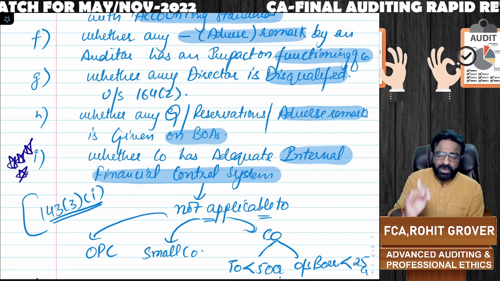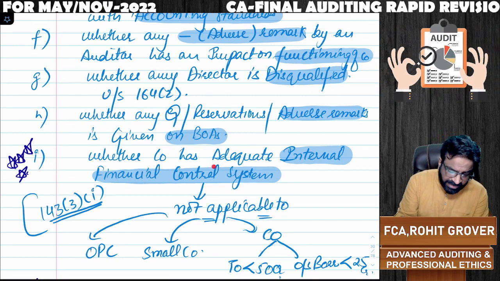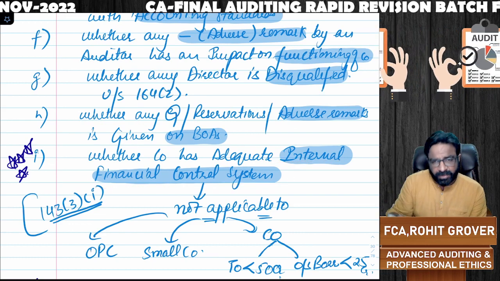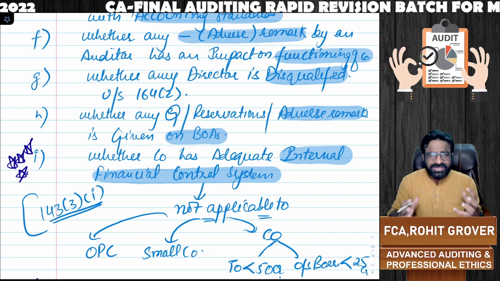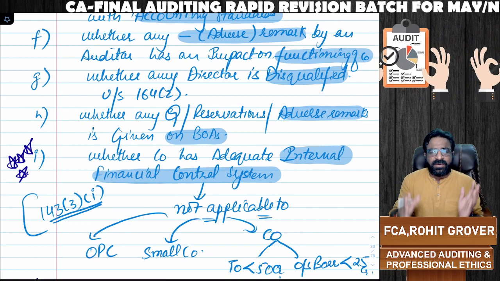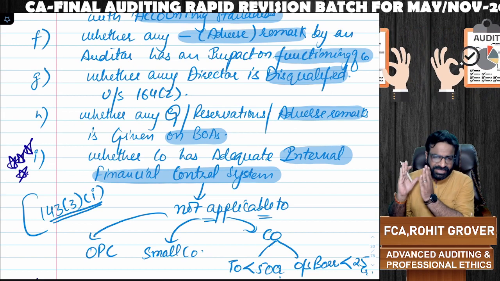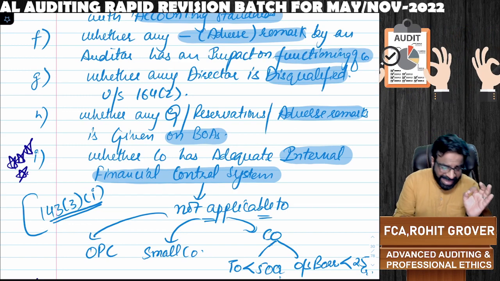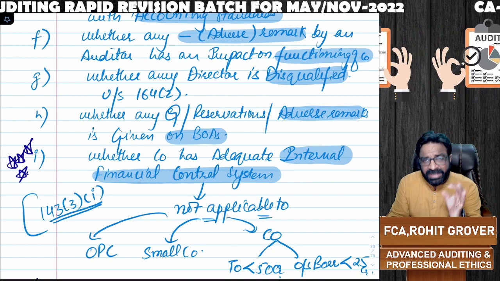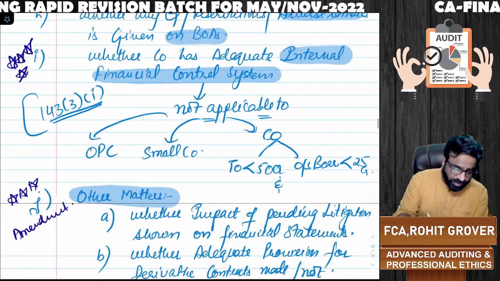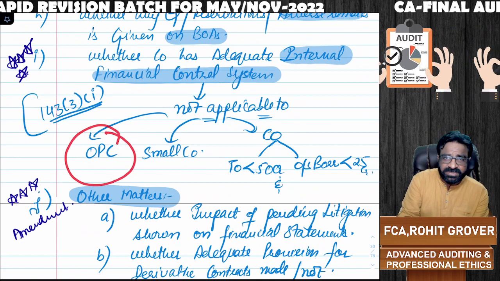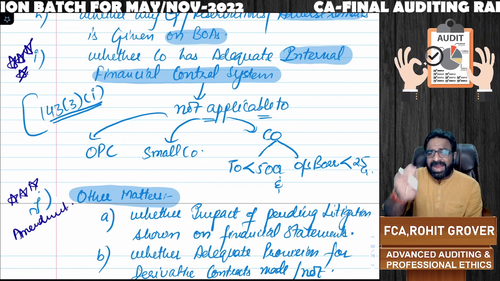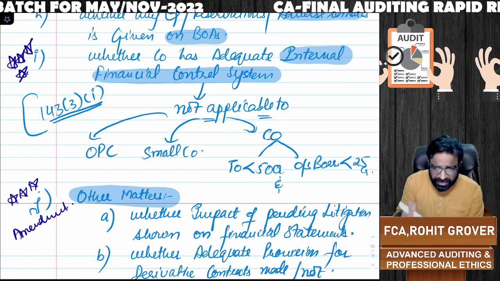Here the statutory auditor of the company is reporting whether the company has an adequate internal financial control system installed or not. Do they have a good operational and effective internal financial control system in their organization or not? But this clause is not required to be reported. Which clause? I clause. That means the 9th clause is not required to be reported if you are issuing the statutory audit report of a one-person company, small company, or the company whose turnover is less than 50 crores and outstanding borrowings are less than 25 crores.